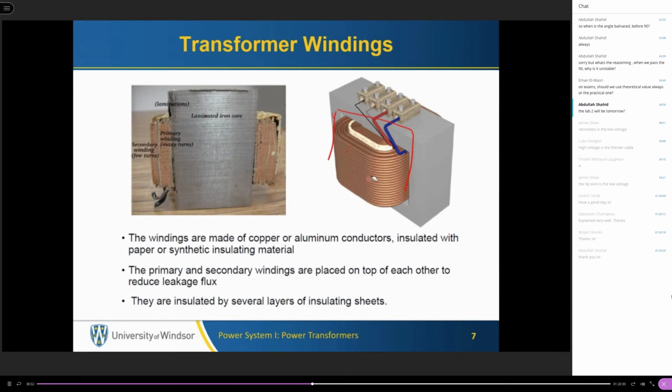Let me erase this. Use maybe a different color. So we have two windings. Which one is high voltage and which one is low voltage? So this is, let's say, winding A and B. Can anybody answer this question? Which winding is the high voltage, A or B?